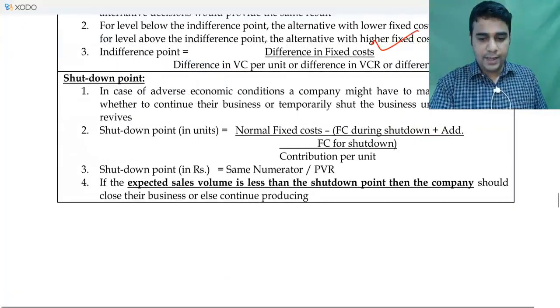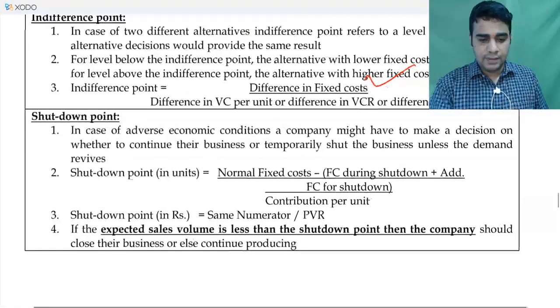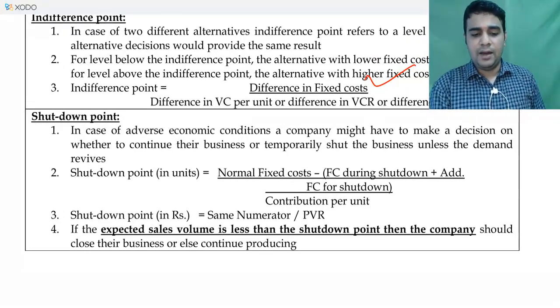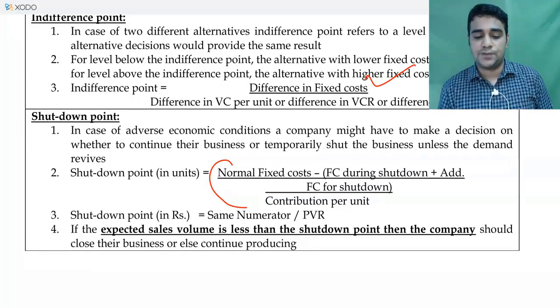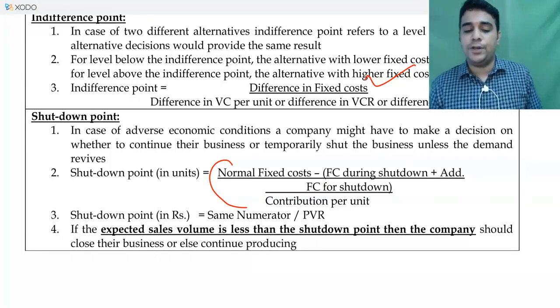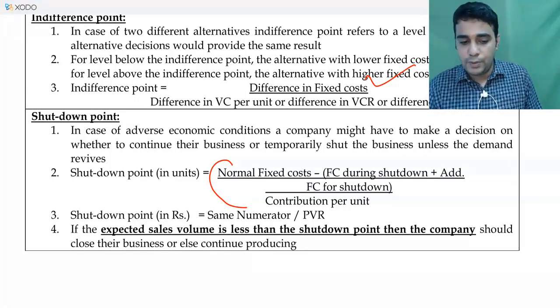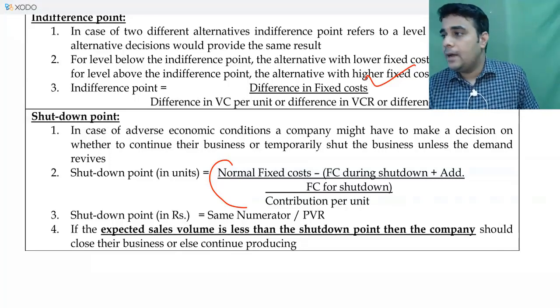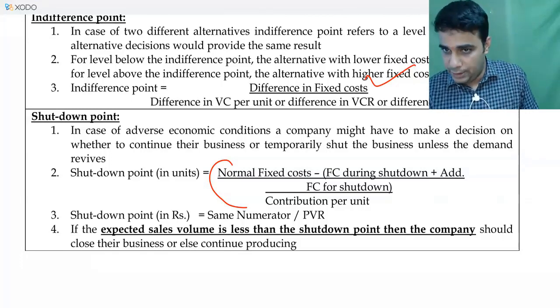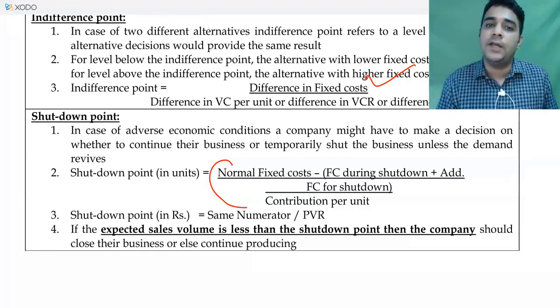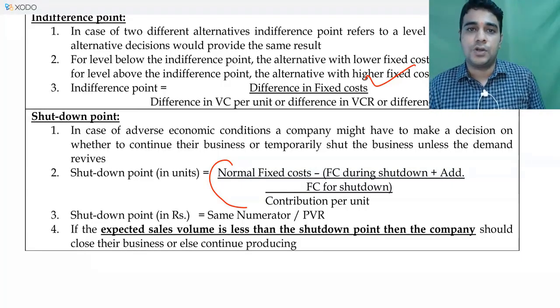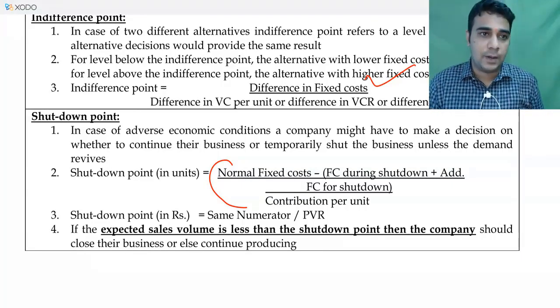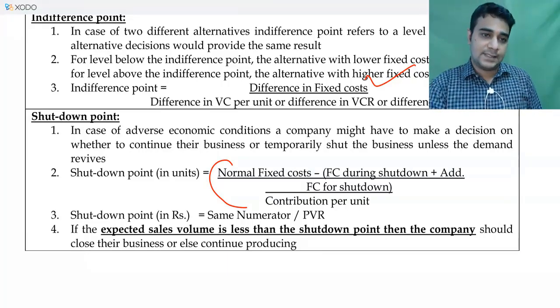Come to page 308. This is the scenario, this is the formula. Normal fixed cost minus fixed cost during shutdown plus additional fixed cost for shutdown, divided by contribution per unit or PVR. Important factor, please consider qualitative issues before you finally decide whether to shut down the factory or not. Because shutting down a factory is not a simple choice, it's not a simple decision. You will have to think about extra points before you finally decide.